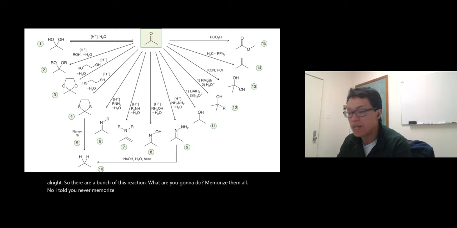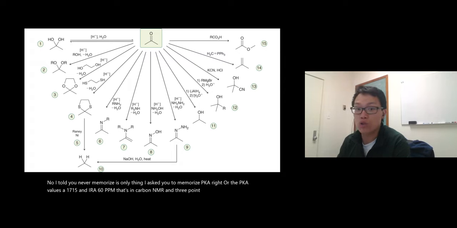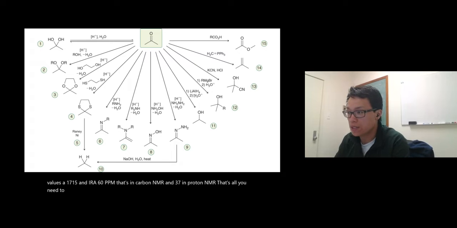The only thing I asked you to memorize is the pKa values. All the pKa values. 1715 in IR, 60 ppm in carbon NMR, and 3.7 in proton NMR. That's all you need. The rest you do not memorize.